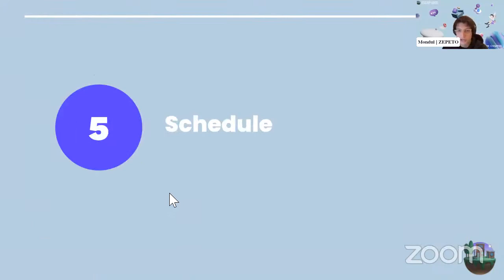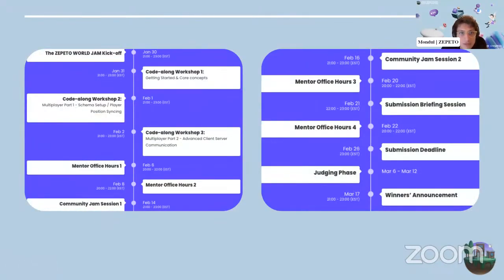Lastly, I want to share a brief reminder of the schedule of the ZEPETO World Jam, the next couple events leading up to the start. So January 30th, that's when the World Jam begins. The following day, we have our first code along workshop.